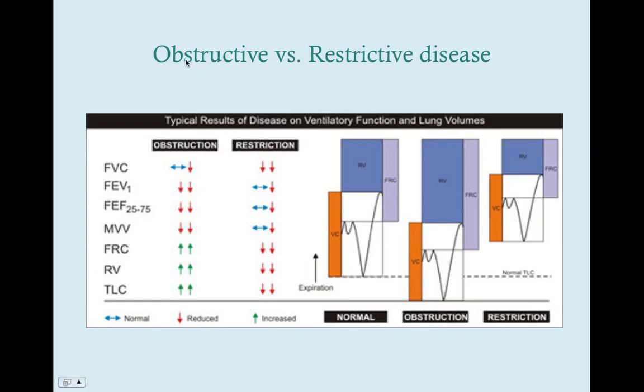But for the most part, when you're looking at volumes with obstructive diseases versus restrictive diseases, with obstructive diseases, FEV1 to FVC goes down below 80%. With restrictive diseases, all the volumes are going down.